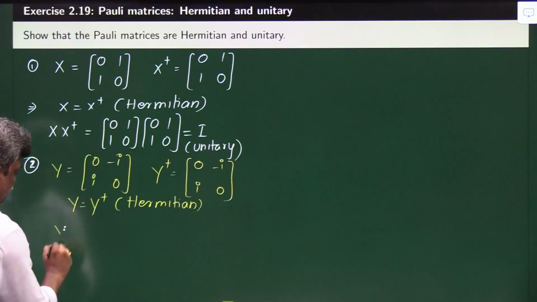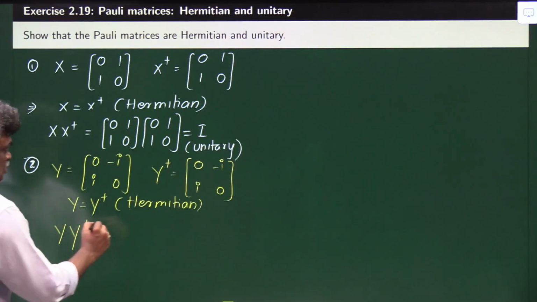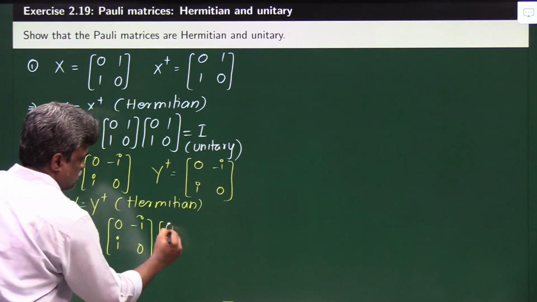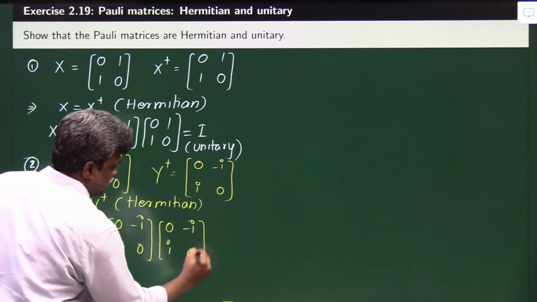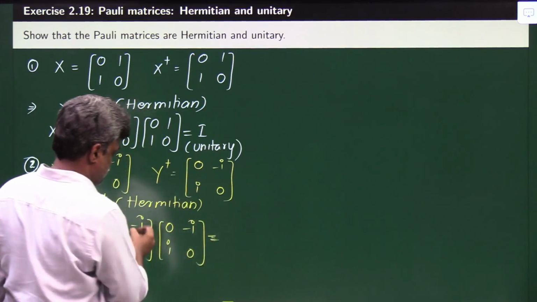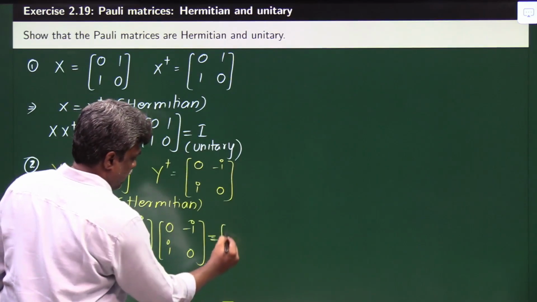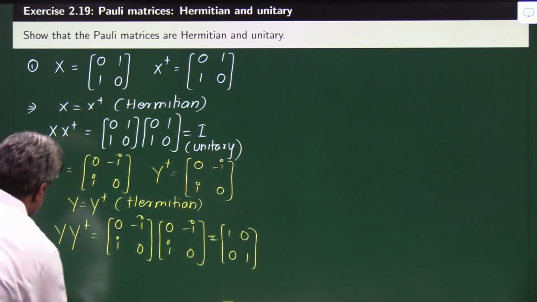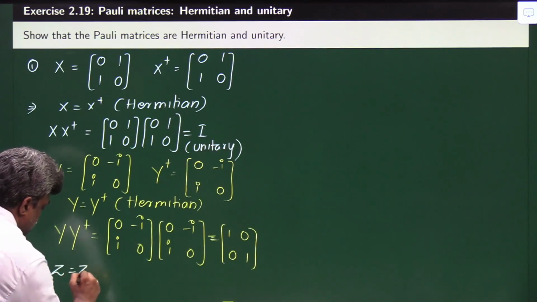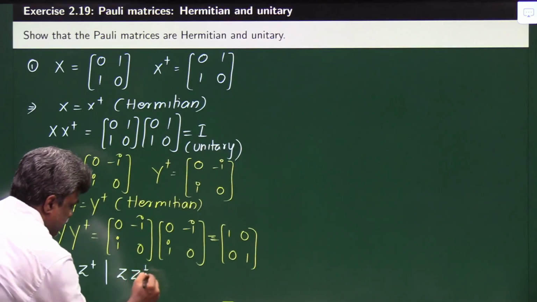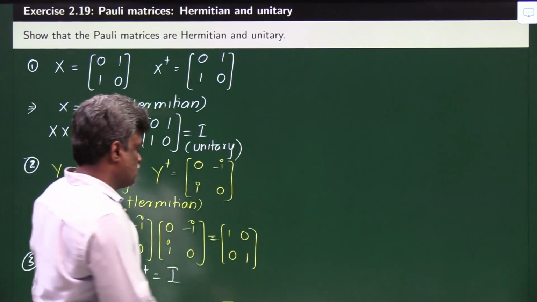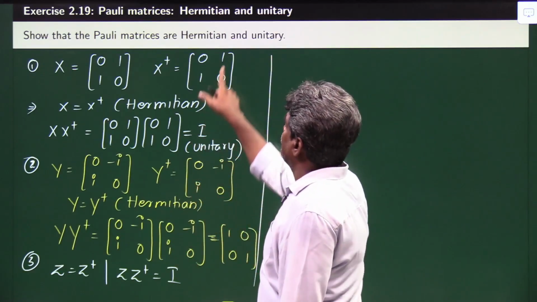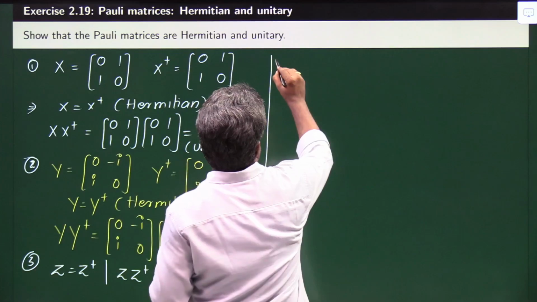After that, take the product Y into Y dagger. This is 0 minus iota, iota 0, and this is again 0 minus iota, iota 0. Same involutory property: if you multiply these two matrices, you will get I, that is 1 0, 0 1. The third one, please try yourself, that is Z equal to Z dagger and Z into Z dagger equal to I. So the Pauli spin matrices are both Hermitian as well as unitary matrices. Let us do it in another way.